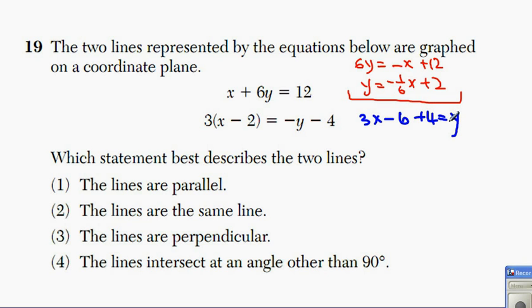Then in this case, y is equal to 3x minus 2. Now, what do you realize about the slope? They're not negative reciprocal. No, they're not the same. So in fact, they're not perpendicular. They're not parallel. They're not even same line because the expressions are not the same. So therefore, they must be intersecting on an angle other than 90 because they're not perpendicular.